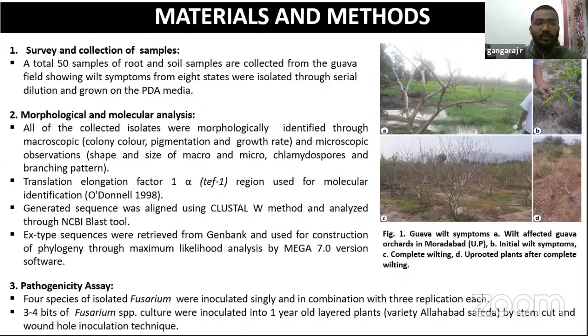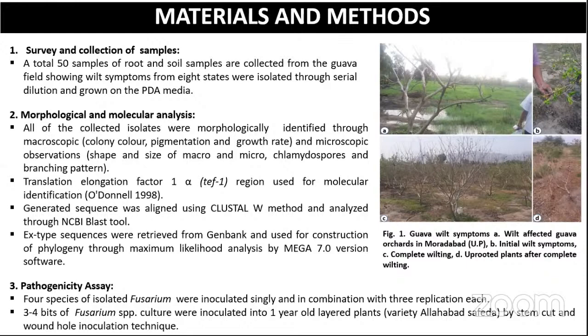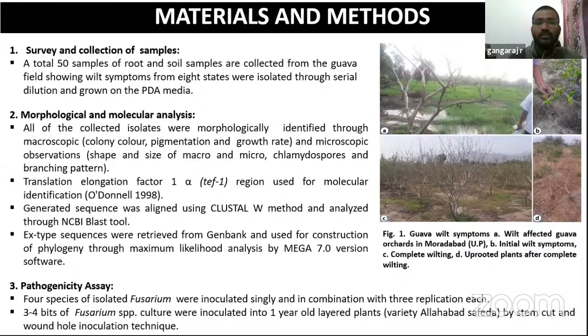and the generated sequences were aligned using the Clustal W method and through NCBI BLAST. The type sequences were retrieved from GenBank and used for construction of phylogeny through maximum likelihood analysis by MEGA7 version software. For the pathogenicity assay, 4 species of isolated Fusarium were inoculated singly and also in combination with 3 replications each. 3 to 4 bits of Fusarium species culture were inoculated into 1-year-old layered plants, that is Allahabad Safeda, by stem cut and wound inoculation technique.